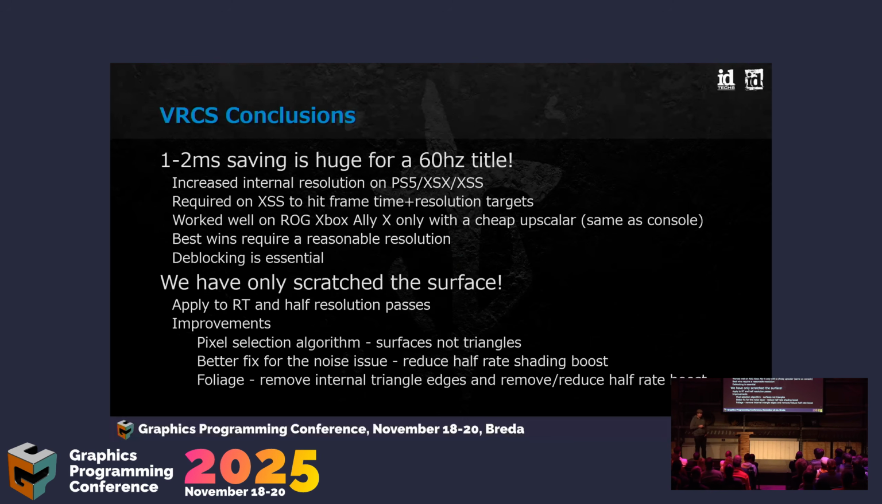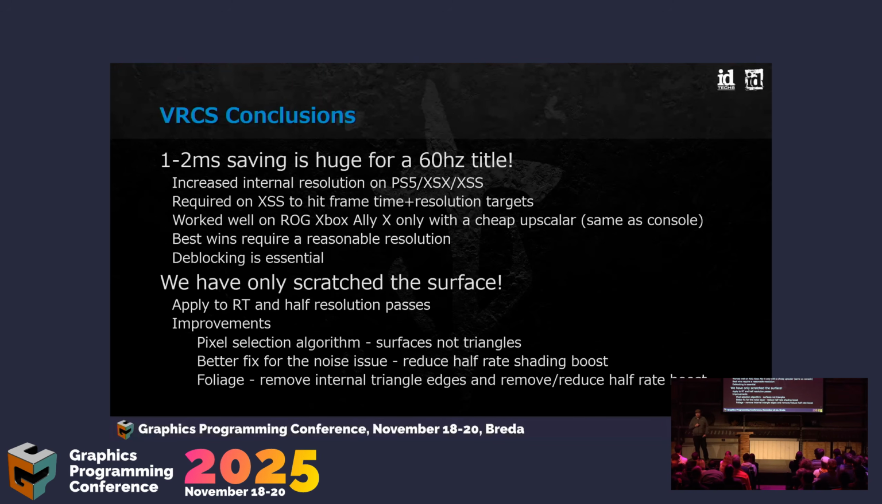So in conclusion, we managed to get the performance back to 1 to 2 milliseconds typically, which is huge for a 60 Hz title. This netted an overall increase in image quality on the consoles. It allowed Series S in particular to hit our frame time and resolution targets. It works on PC also. It does require a reasonable resolution. The higher the resolution, the more of a win you're going to get out of this, and deblocking was essential.